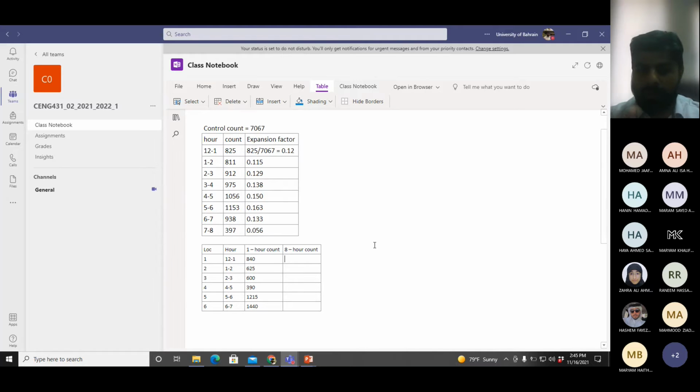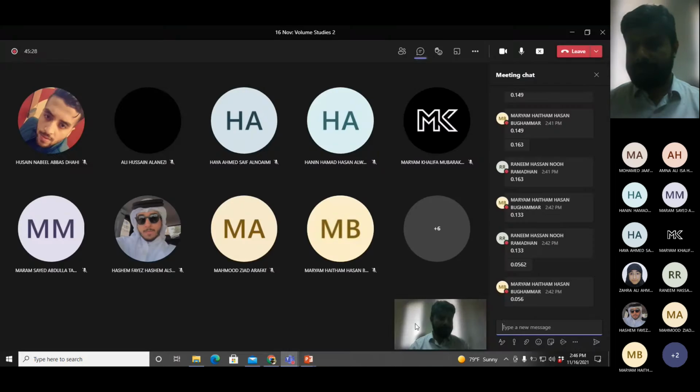Okay, now if you want to calculate the 8-hour count for location 1, you have the count between 12 to 1, and this is 12% of total. I know it from the control count location, and all locations should follow the same pattern as I said earlier because they are part of the same portion of the network. So 840 divided by 0.12. This will give you the 8-hour count.